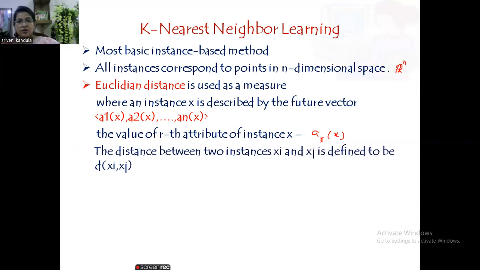Now, in order to know the distance between two instances xi and xj, we can represent that as d of xi comma xj. To calculate this, we can use the formula: square root of sigma r equals 1 to n, where we calculate over the rth attribute, so let us take r equals 1 to n. Here ar of x, with x being xi and xj, because we are measuring the distance between these two: ar of xi minus ar of xj, squared.